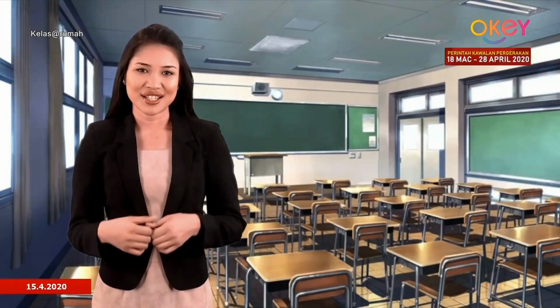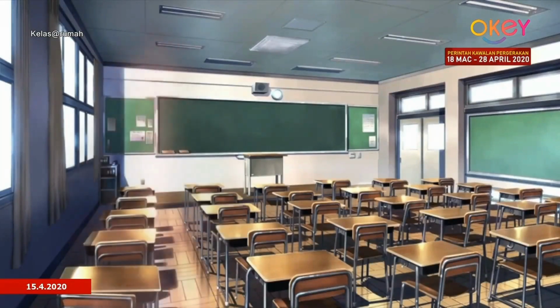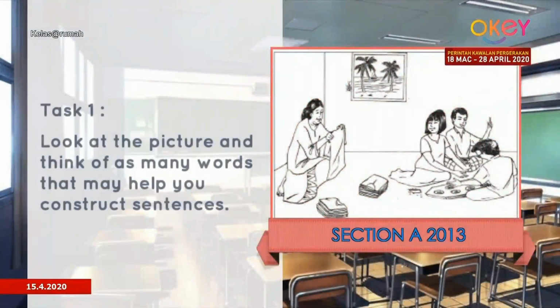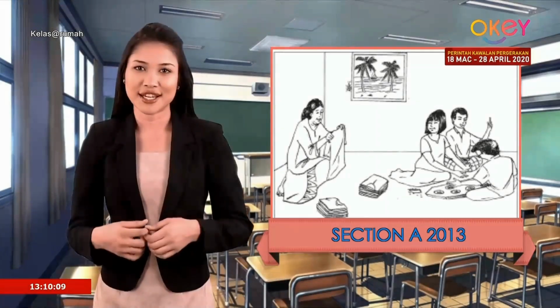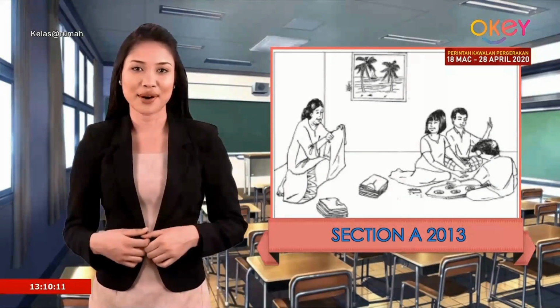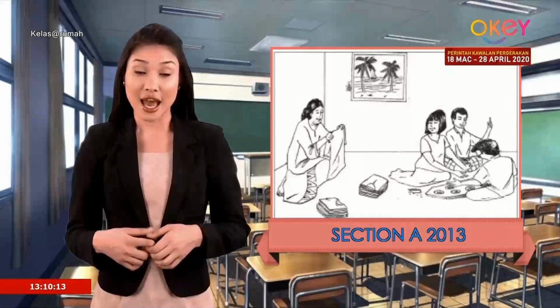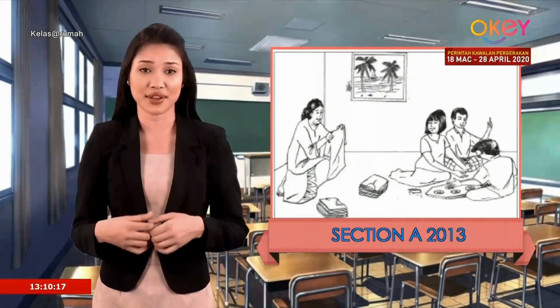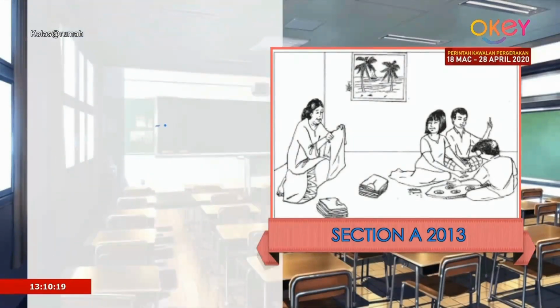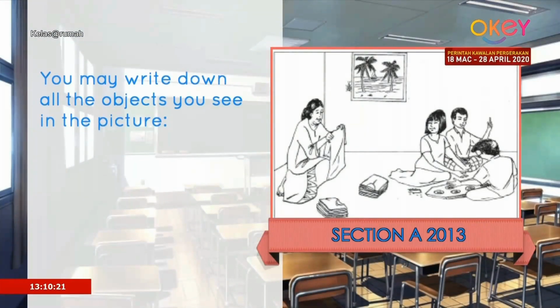Now let's look at the worksheets I've talked about. For task 1, I want you to look at this picture and think of as many words that may help you construct sentences. This picture is from the past UPSR paper in 2013. I want you to practice writing sentences based on the tips I have shared with you. You may write down all the objects you see in the picture.